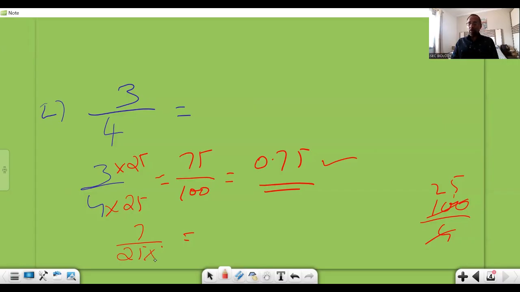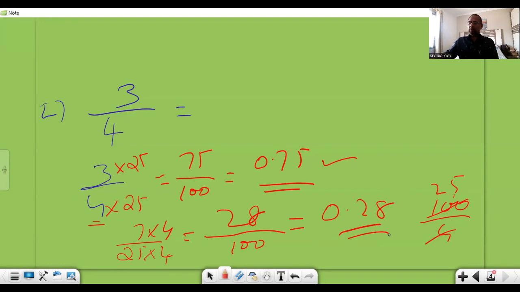25 into what makes 100? 100 divided by 25 is 4. So multiply by 4 on top and bottom. 7 fours are 28 by 100. So what is this? 0.28. 0.28 means 28 by 100. This is your fraction. This is your decimal. A decimal is a fraction whose denominator is 10, 100, 1000. I think it is clear.